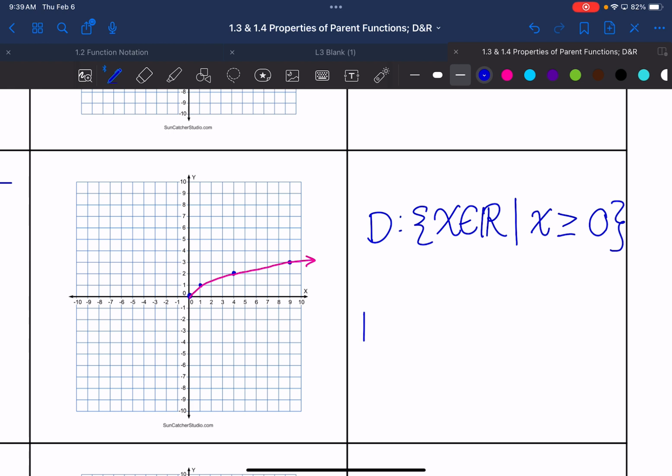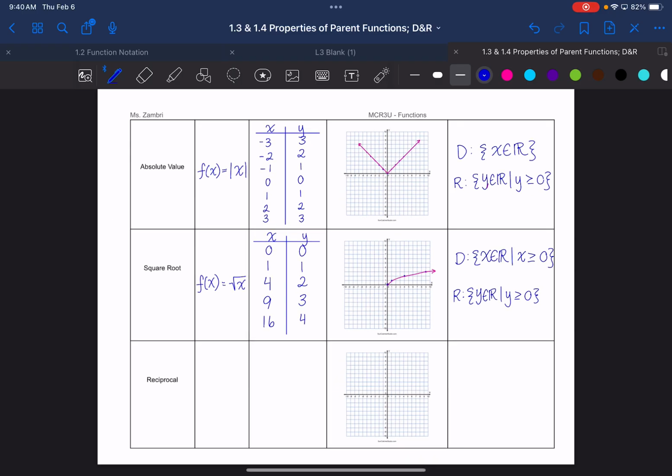And then what about range? What am I confined to in this case? y has to also be greater than or equal to 0. Since I'm only going to increase positively, I'm never going to dip into the negatives again. It's not going to go that way. Not so bad, right? 2 out of 3. This is okay.